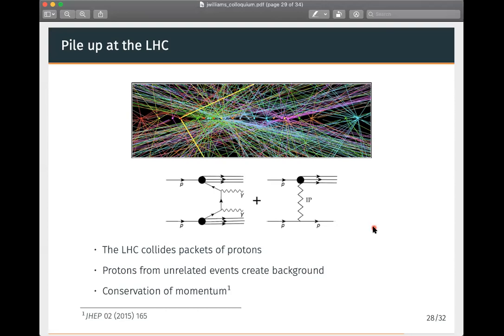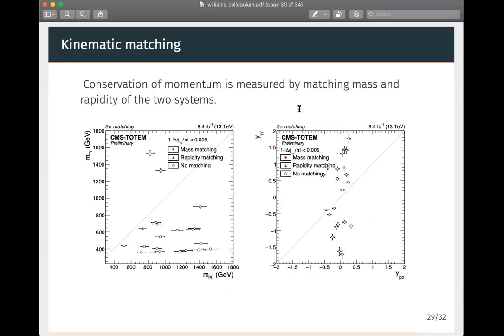So when we apply this conservation of momentum, we apply it by looking at two variables, right? The two variables that make up momentum, mass and velocity. But in particle physics, we use a relativistic velocity that we call rapidity and denote with a lowercase y. So when we want to apply this conservation of momentum, or match the variables between these two systems, we can do that using these two plots shown here.